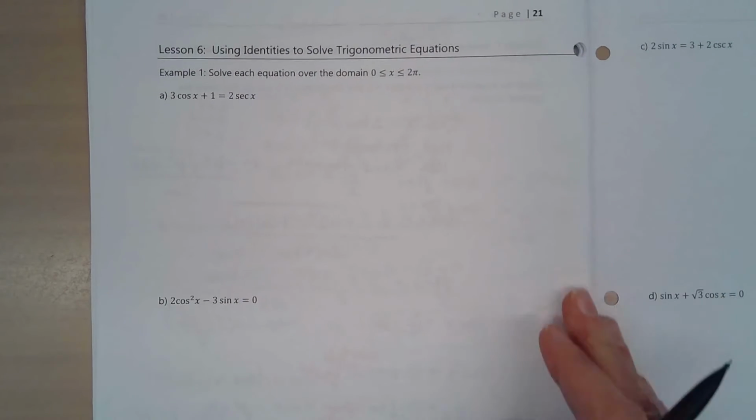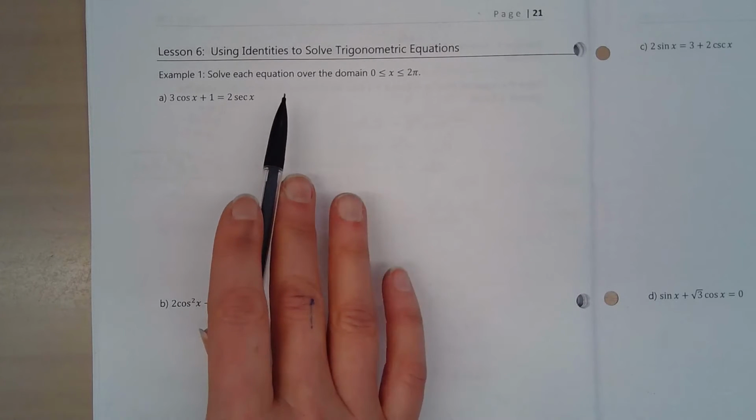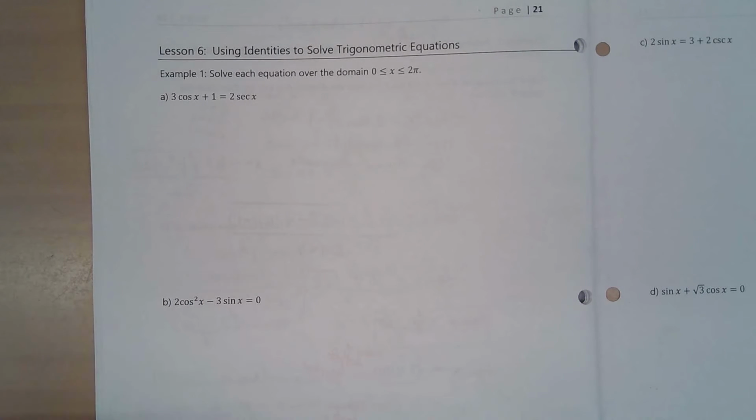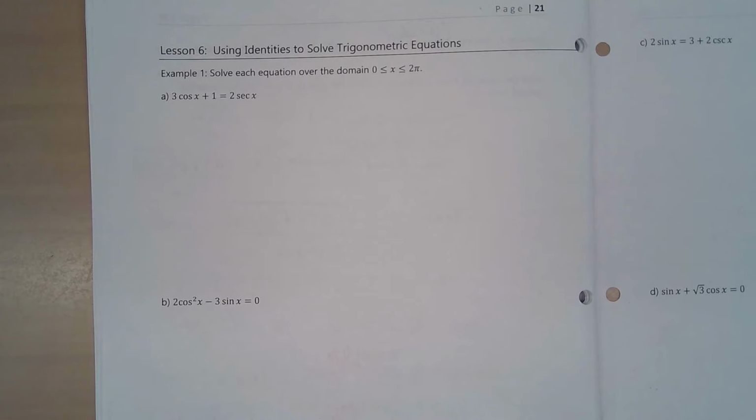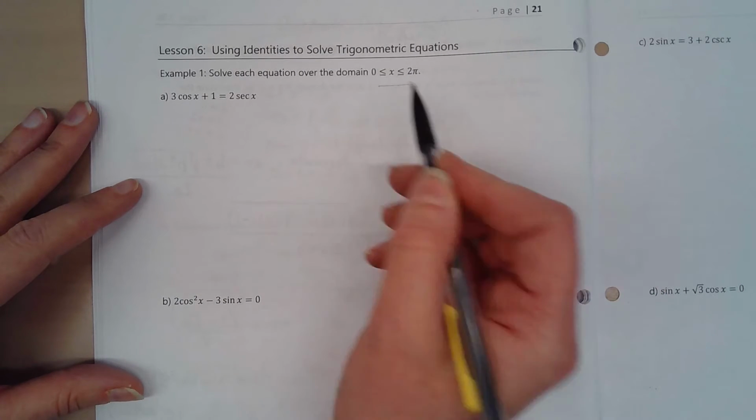But I'm going to start with just the regular identities to solve trig equations. Then I'll talk about using the double angle and the sum and difference identities, because that's the order we learned them in, right? And these are the simpler identities. Okay. It says solve each equation over the domain 0 to 2 pi.